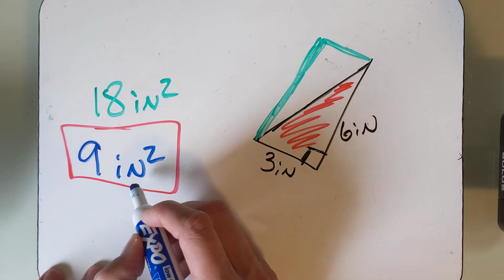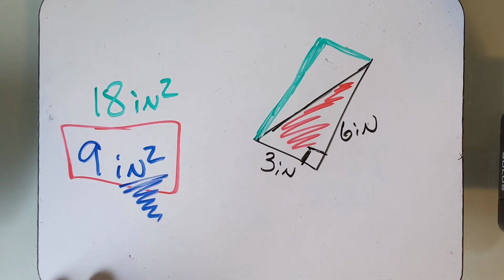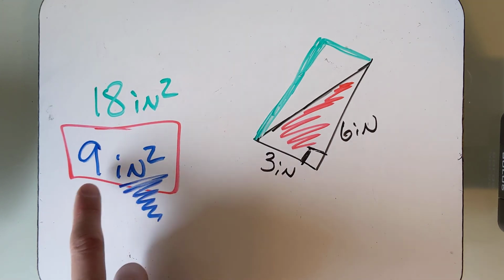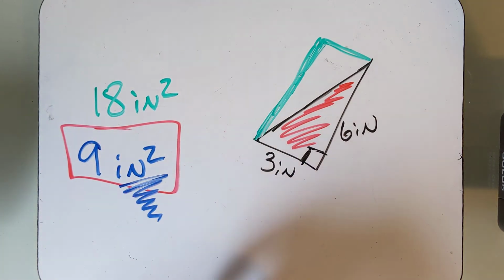Do not forget those units. If you do not write the units, the answer is incorrect. We talked a lot about units this year and why they're so important. So please, if you wrote a 9, it will be graded as incorrect. You do need to write 9 inches squared on there.